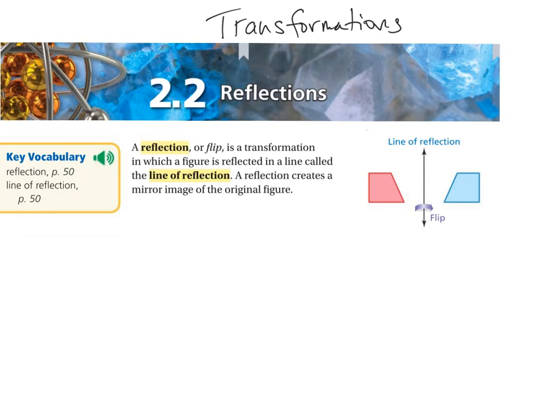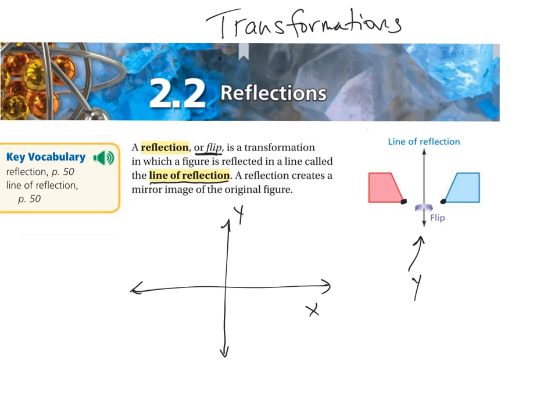So kind of like looking in a mirror. Reflection, as it says, or flip, is a transformation in which a figure is reflected in a line called the line of reflection. Most of our problems, the line of reflection is either going to be the y-axis or the x-axis. So if this were the y-axis, we would be flipping it. So this point here would match up with this point here in a flip.